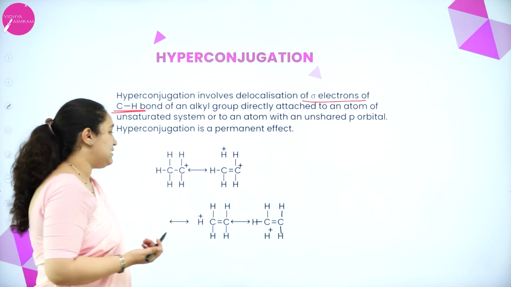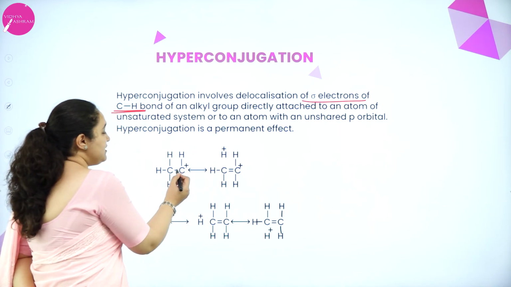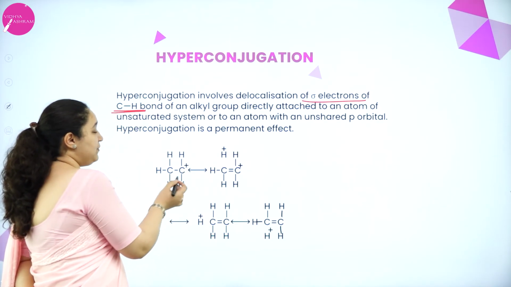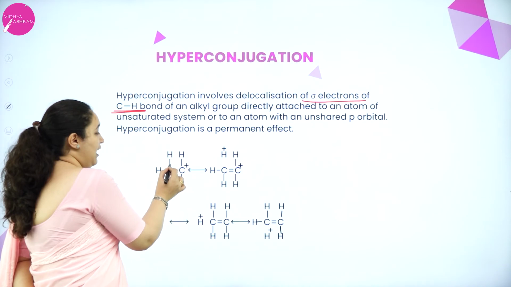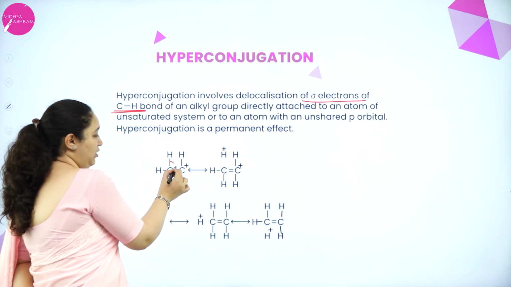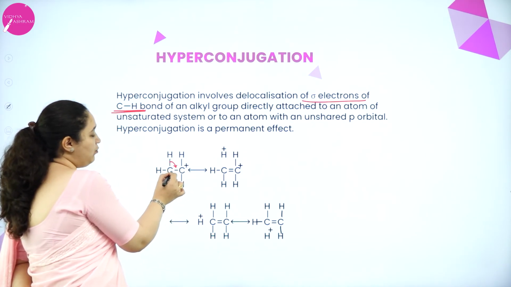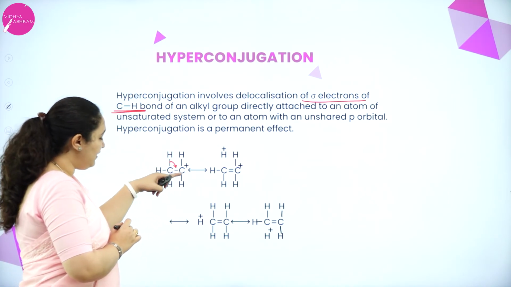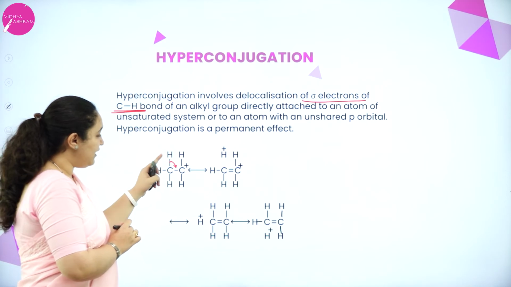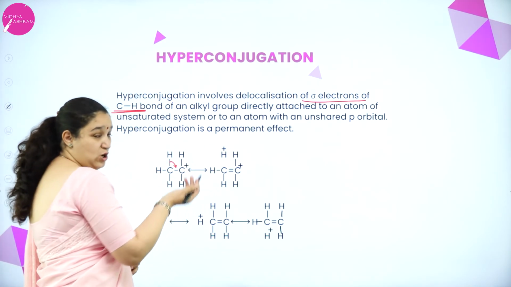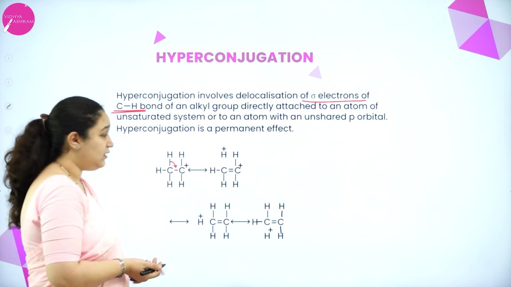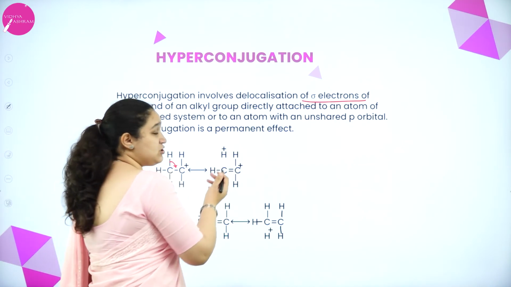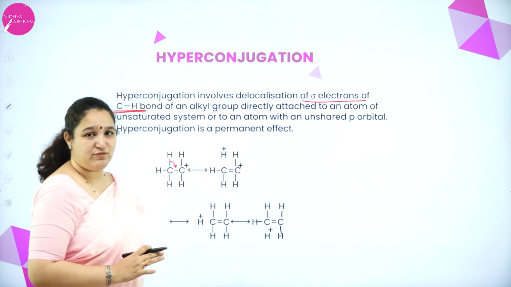Now what exactly is this, we'll understand. Here you can see carbon has got the positive charge. Now between the carbon and hydrogen there is a sigma bond. Now this bond will form one more bond between carbon and hydrogen. Now when this bond is shifted between carbon and carbon, this hydrogen gets the positive charge because it lost an electron. Correct? So this effect is called the hyperconjugation effect.